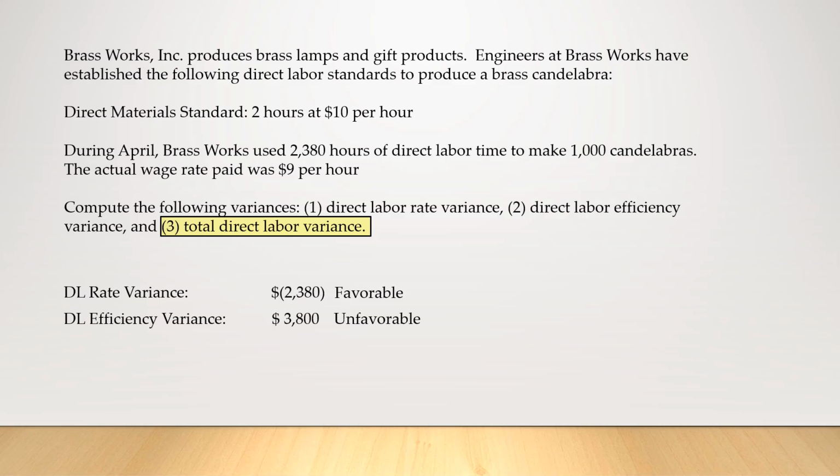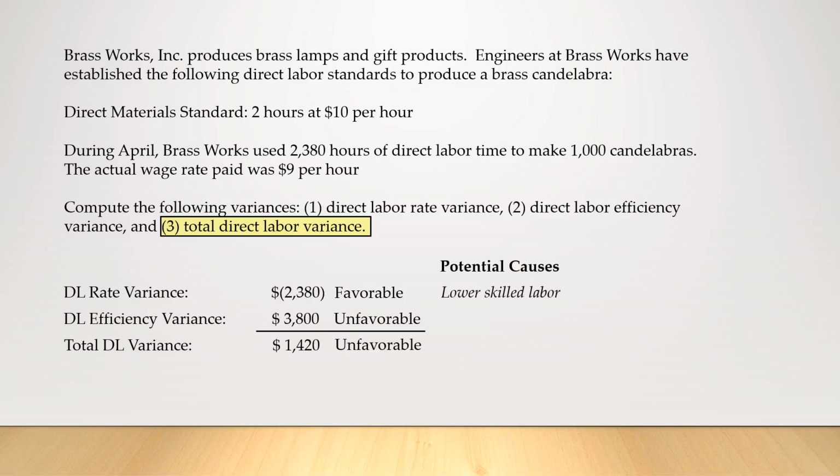Number 3, the total direct labor variance will therefore be a $1,420 unfavorable variance. As for potential causes, the favorable rate variance could be a result of lower skilled labor or a surplus in the job market depressing wages. For the efficiency variance, the unfavorable variance could be the result of using lower quality materials, low skilled labor, or aging machinery.